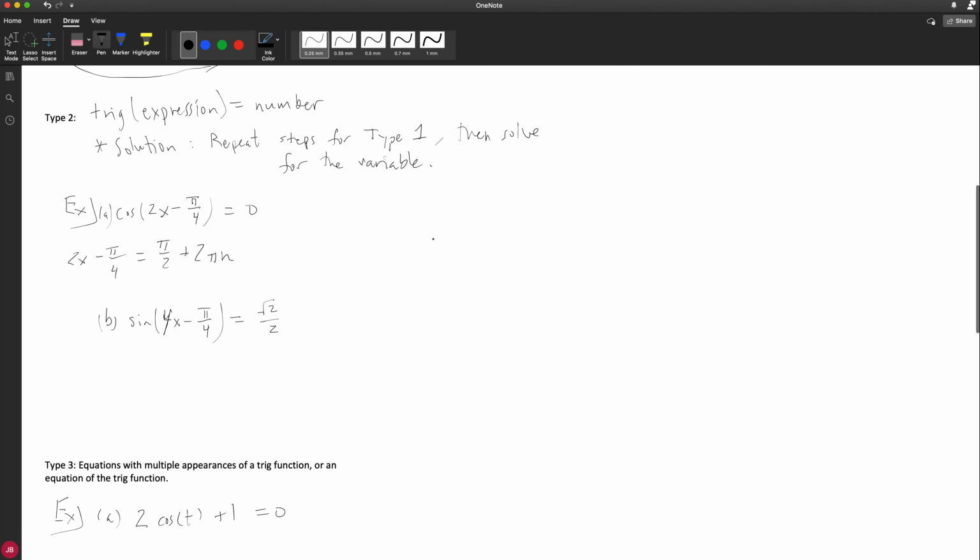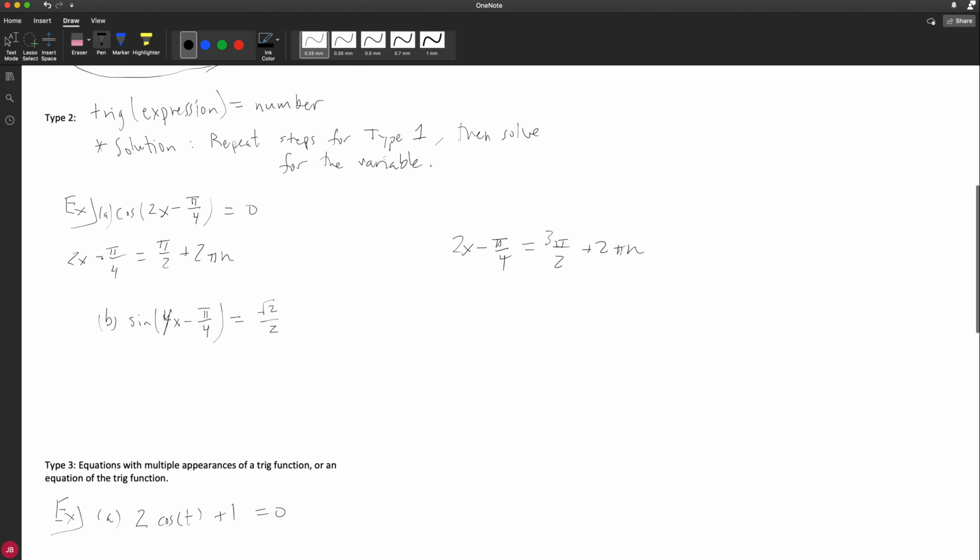Now there'll also be another solution here. If you look further down the chart, you see that 2x minus pi over 4 can also equal 3 pi over 2. And now we know because cosine repeats its values every 2 pi units, we add on a 2 pi n. Okay, so that's what the solution says here. It says repeat essentially the steps for type 1, but now solve for the variable. So we need to solve for x in both of these equations.